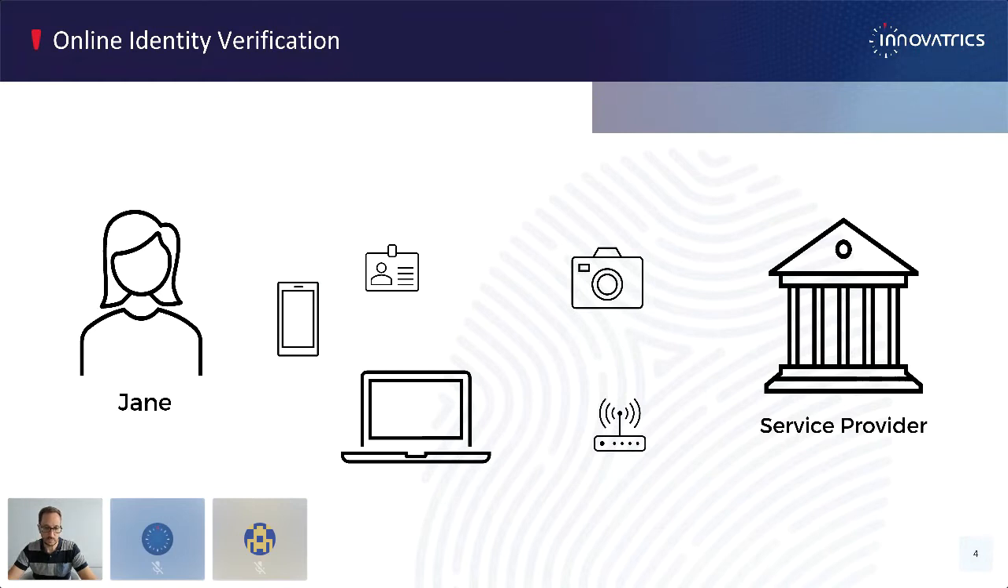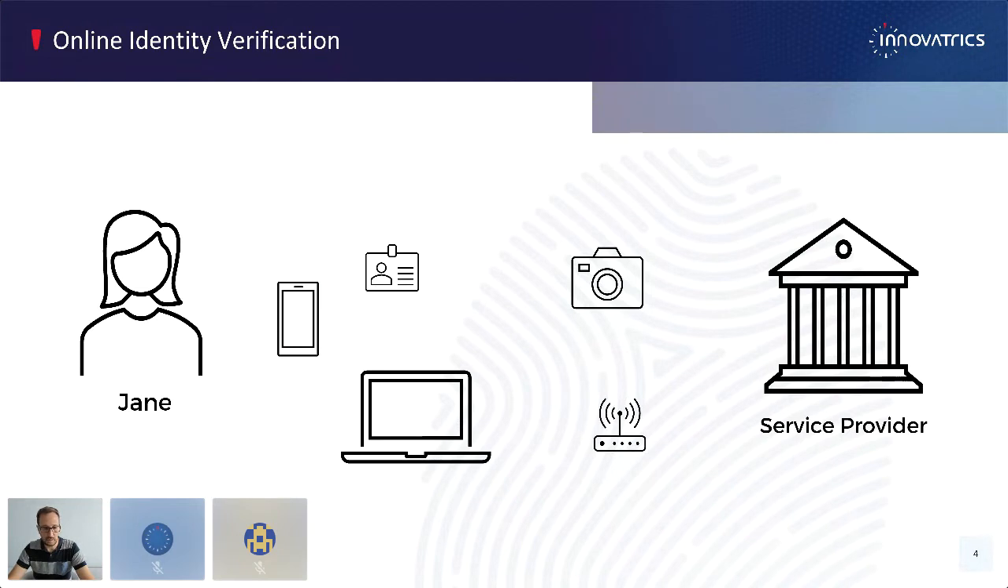So remote or online identity verification is really a convenient way of proving her identity. The only thing she needs to have, what these two things, laptop and mobile, have in common, is a camera and of course internet connectivity. So in terms of hardware, that's really the only thing she needs.